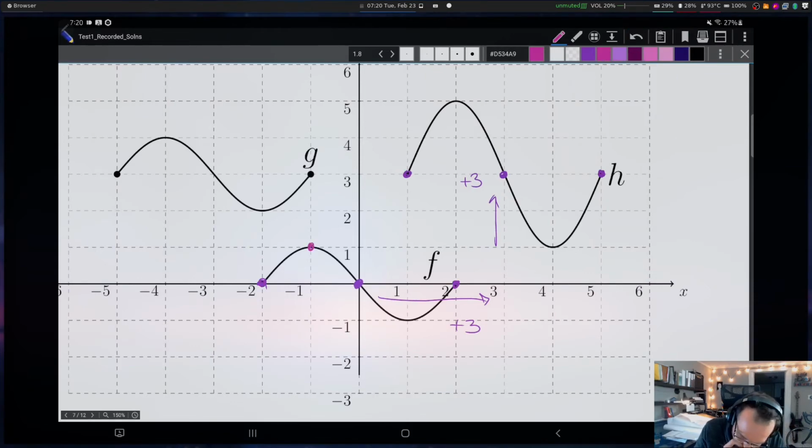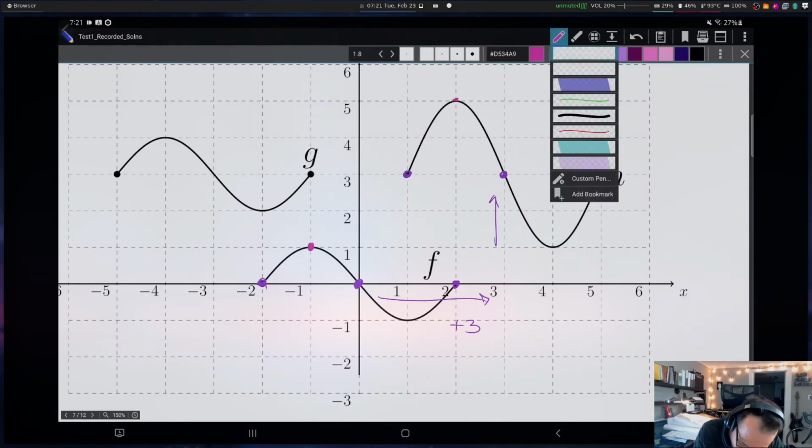So let's just follow the prescribed shift. If we do 3, so it's 1, 2, 3. Oops, 1, 2, 3. There we go. And then 1, 2, 3. Okay, so that's not quite right. If we just follow the prescribed shifts, it doesn't send this maximum point to the right maximum point there. So this is telling me that I need to do some kind of vertical scaling.